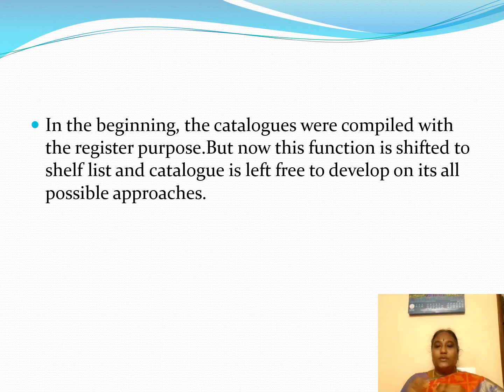There are mainly three different approaches of the users: subject, author, and title. So the basic purpose of the catalog is to satisfy all possible approaches of the user, and the shelf list is here only compiling the information.